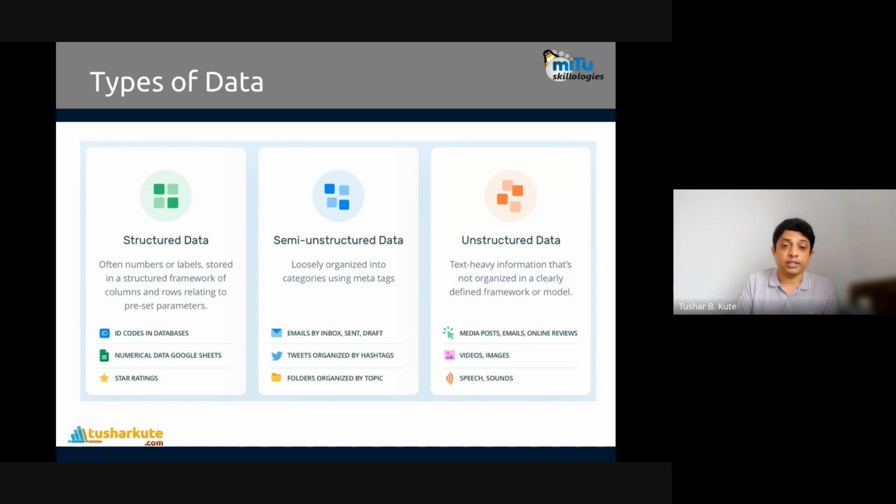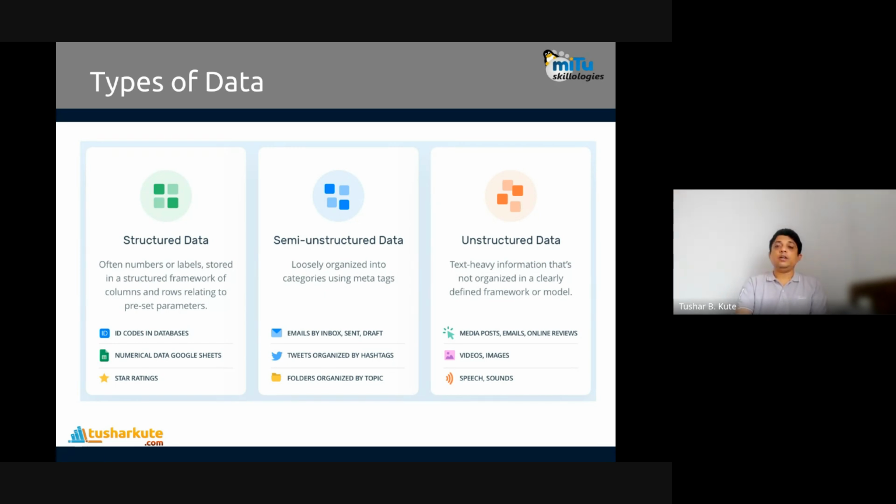Second is semi-structured data, where data is stored in a tagged way. Meta tags are basically used. I hope you may know the XML file format. It's not organized in a table, but it's a structured format basically, loosely organized into categories using meta tags. XML format, JSON file format. Not 100%, but you can say semi-structured. Examples are emails organized by inbox, sent, draft, tweets organized by hashtags, folders organized by topic.